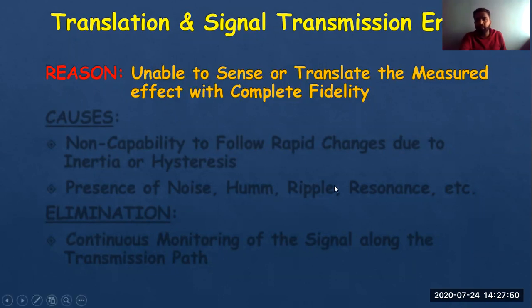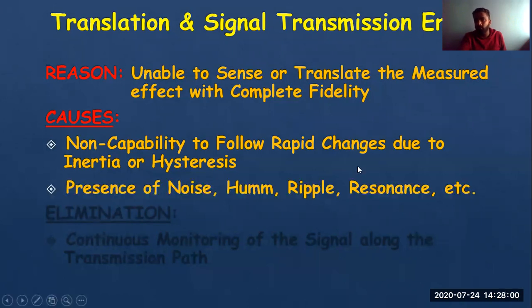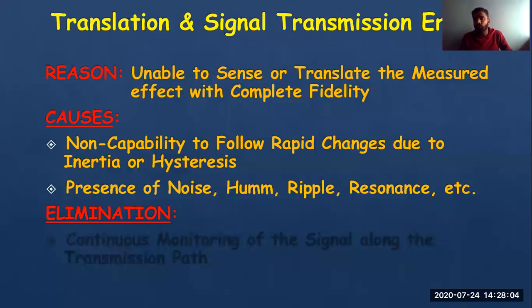When does it happen? When there is rapid change. Suppose there is an inertia issue, or a hysteresis issue, or a resonance issue, and you might have heard about ripple in electronic instruments. Or if there is a humming sound, or some external sound or noise while I want to measure something, if such kind of issues are present, then the error will be called translation error, or signal transmission error. How can you correct it?